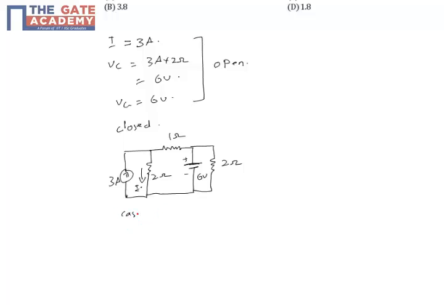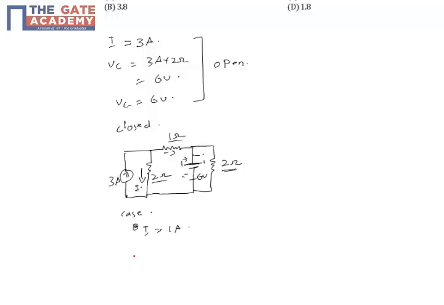In the first case, let us consider the 6 volt source to be a short circuit. So what happens? No current will flow through this resistor, as a result of which these 3 amps will be getting divided between this 2 ohms resistor and 1 ohm resistor. Applying the current division rule, we will get I in this case as 1 amp. 1 amp will flow through this and 2 amps will flow through this.